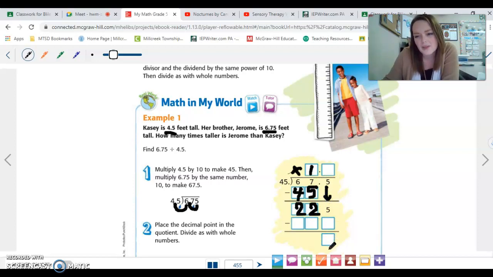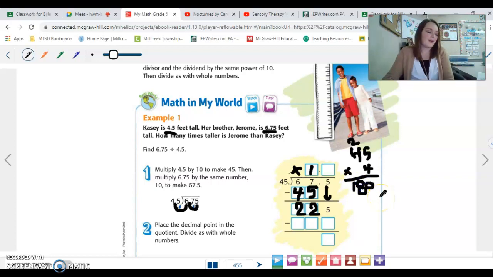Whoa, big numbers. We might need to do some multiplication on the side. Let's try 45 times 4 and see if we get close. We have 5 times 4 is 20. Put my 0, carry my 2. 4 times 4 is 16, plus 2 more gives me 18. Okay, I have 180. I think I can go one more time. I can multiply 45 times 5 again, or I can just do some simple addition and add it again and see if it gets closer to my number.